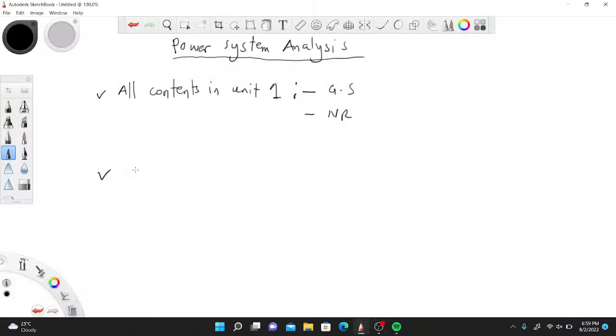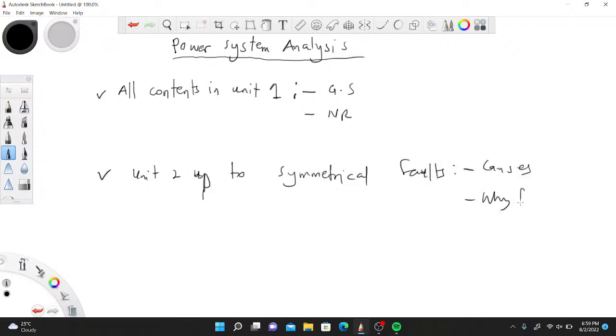Then we'll look at Unit 2 up to symmetrical faults. So here we're talking about stuff like causes of faults. Then we'll see why we're doing fault analysis, and some types of faults. Please, all these things are things that you are supposed to read, because it's MCQs, meaning you have these reading questions in it.